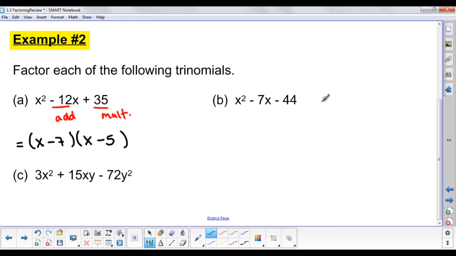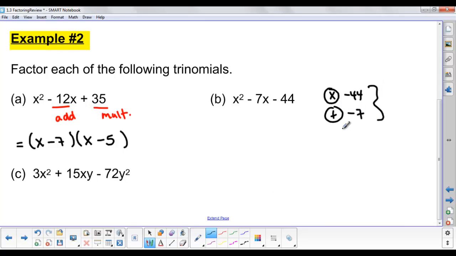Again, we want to find two numbers that multiply to negative 44, and this time add to negative 7. Those two numbers are negative 11 and 4. So same as last time, we open up two sets of brackets that start with x, and we fill in the rest of those brackets with the numbers we chose, negative 11 and 4.